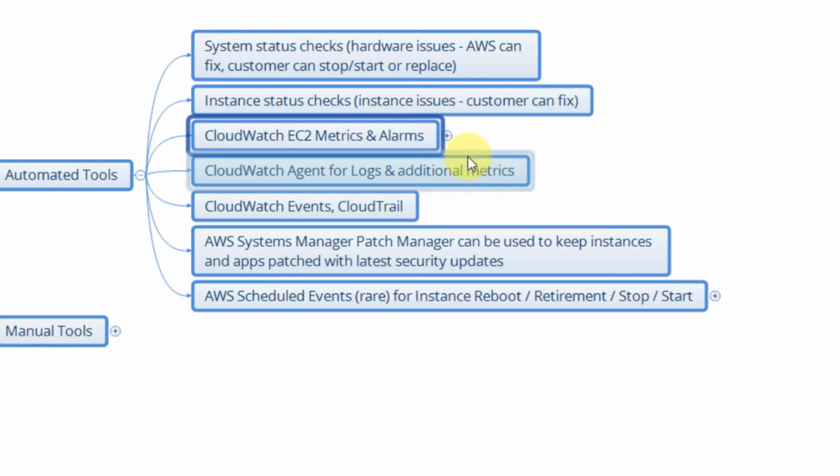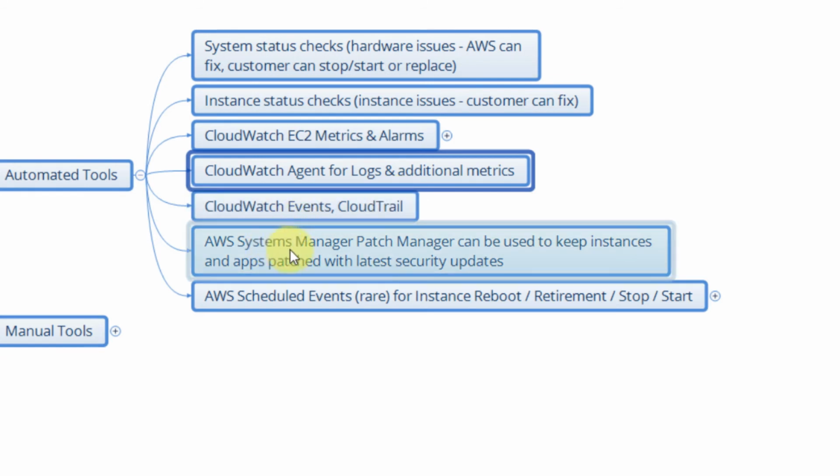You can additionally install a CloudWatch agent. You can use that to collect logs from the instance, and also you get additional metrics. You can use CloudWatch events and CloudTrail to monitor and manage your instances. And AWS Systems Manager has a patch manager that you can use to keep instances and your applications patched with security and performance updates.